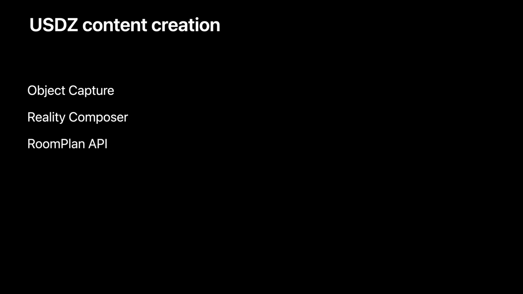Now, what if you want to create 3D models from scratch? Last year, we launched Object Capture as a RealityKit API on macOS, which provides an innovative way to create USDZ assets. You can then use Reality Composer to compose a scene with multiple assets. This year, we are bringing you Room Plan API, which lets you create parametric 3D scans of your room.